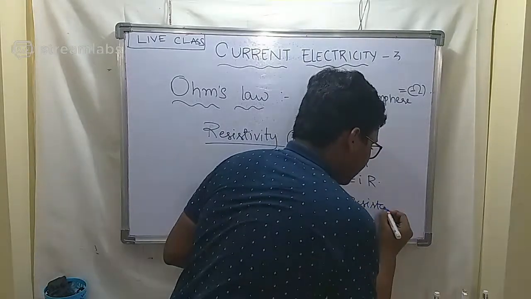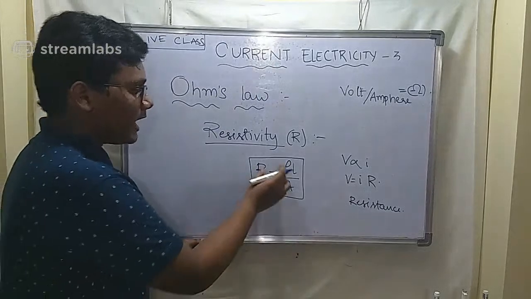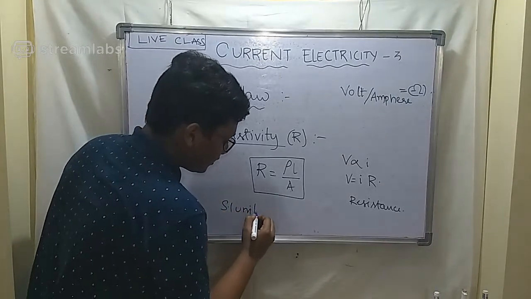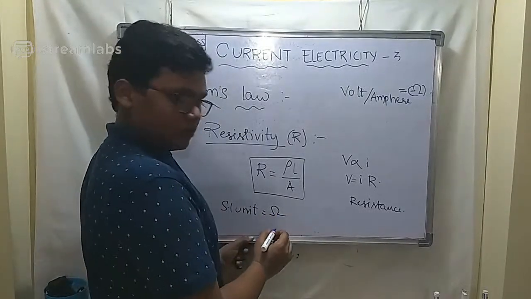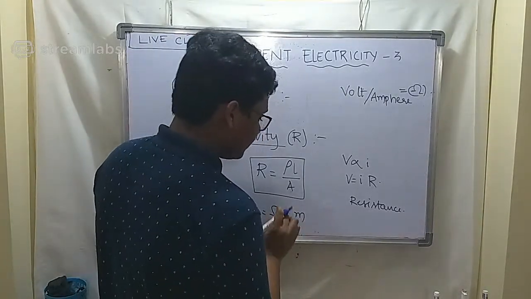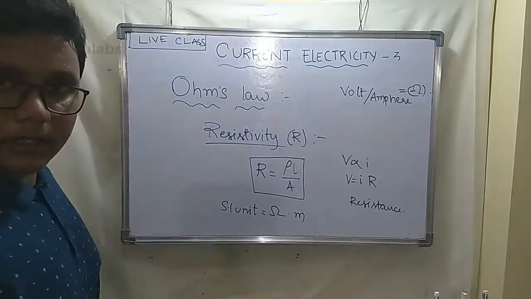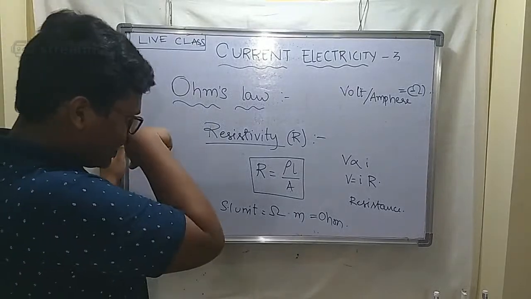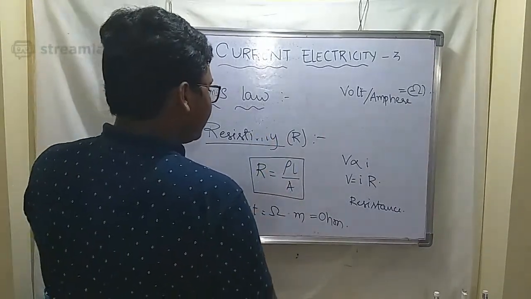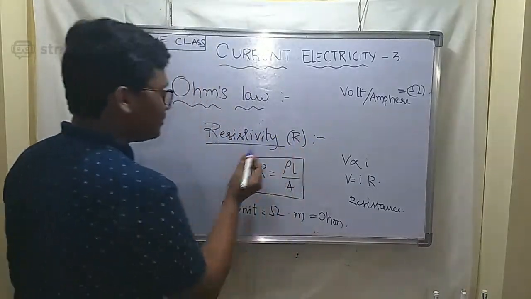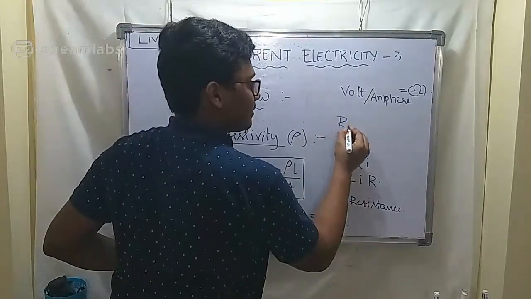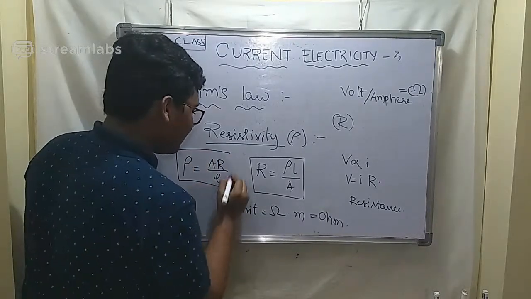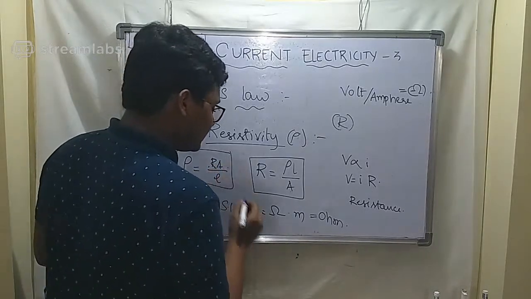We can represent this in statement form as R is equal to rho L by A. The SI unit of resistivity is ohm meter. Resistivity is rho, and resistance is R. So rho is equal to RA by L. This is the SI unit for resistivity.